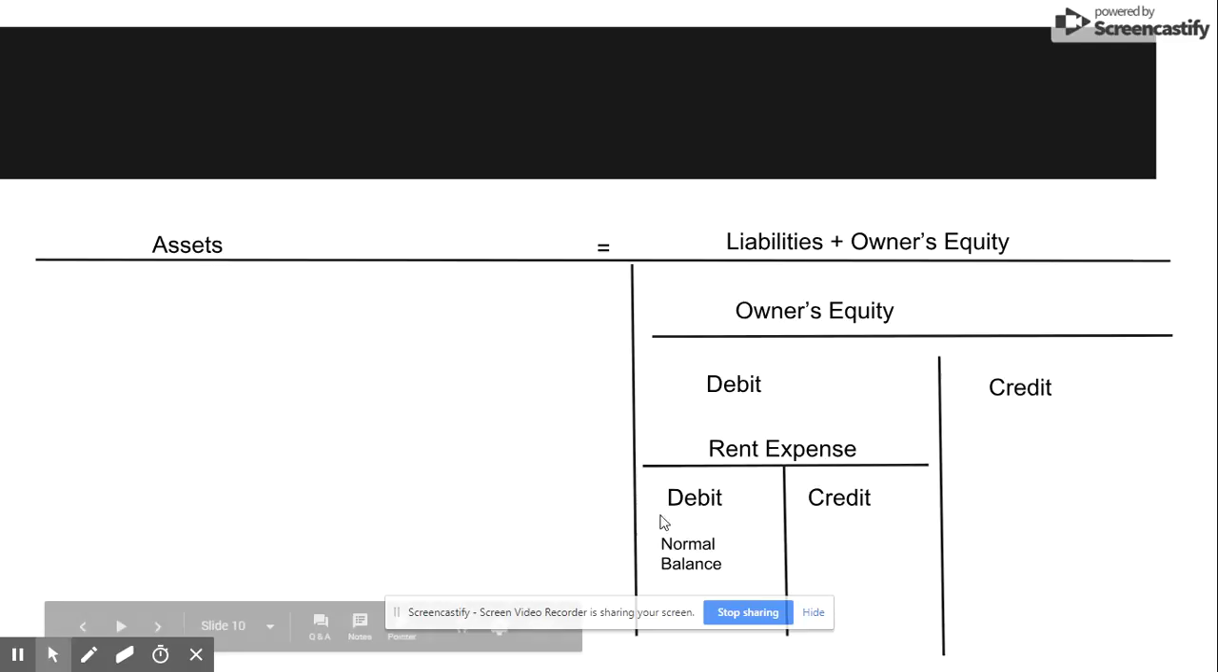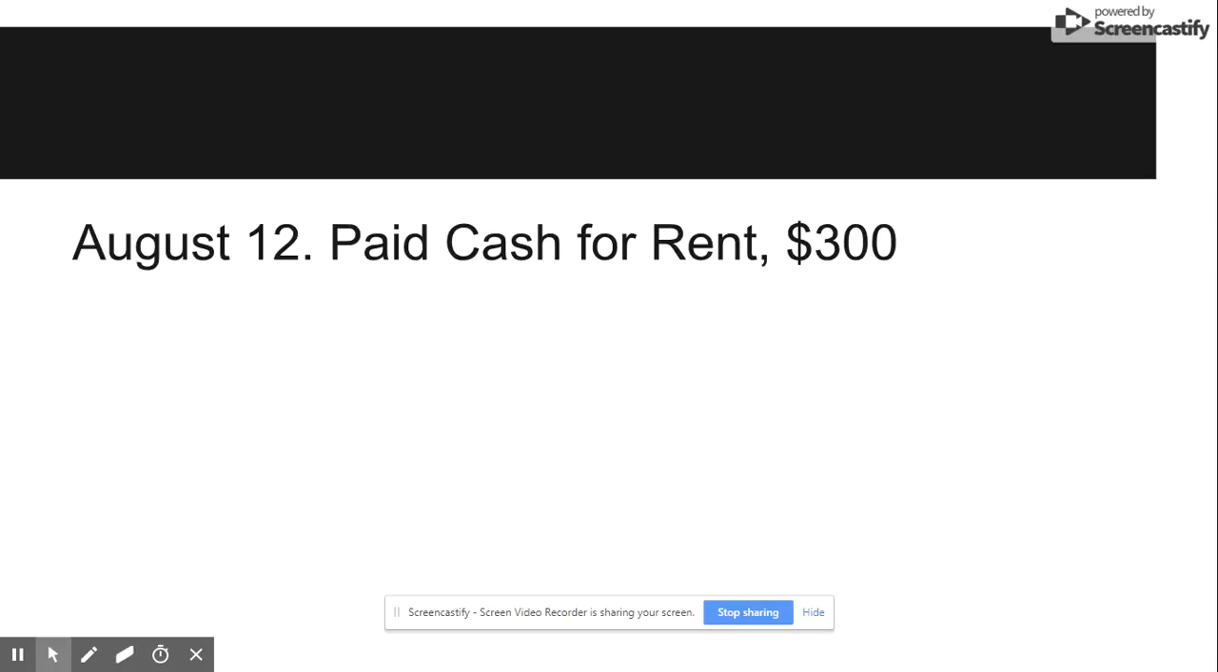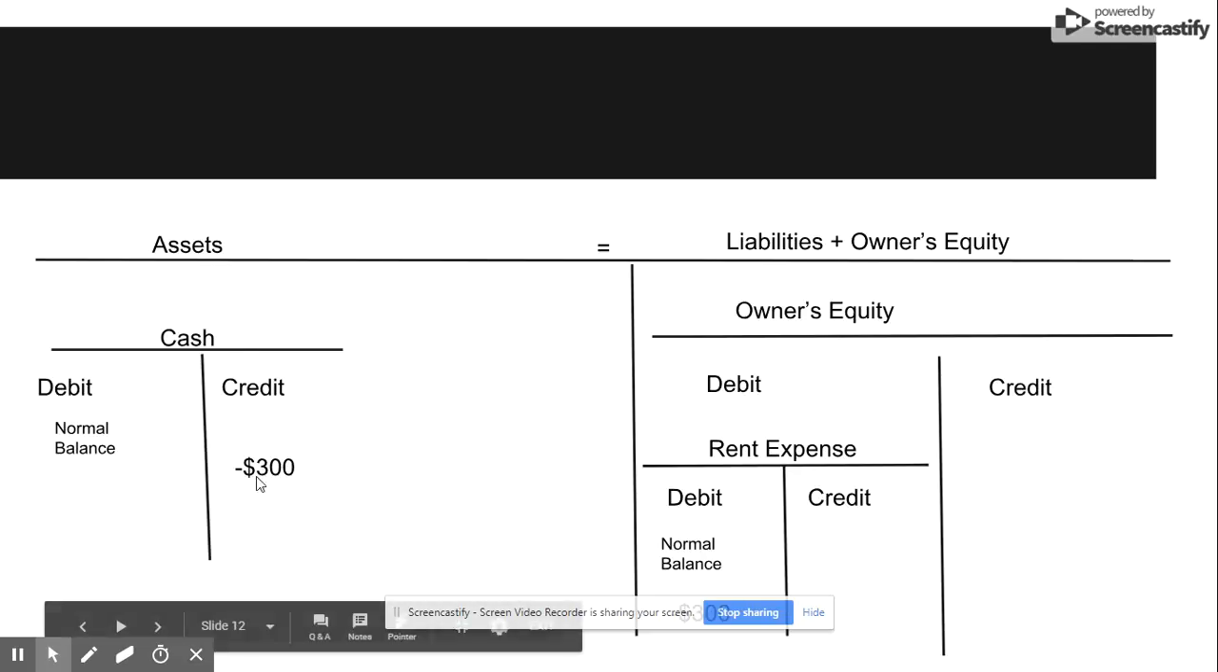And the reason is because it's kind of a T account under the owner's equity T account. So this is kind of the reason why that happens. Any expense account is going to have a normal balance on the debit side. For instance, if we paid cash for rent, our cash would be decreasing and our rent expense would be increasing. So cash, since it's decreasing, is going to go on the credit side. And then rent expense, since it's increasing, is going to go on the debit side because expense accounts have a normal balance on the debit side.